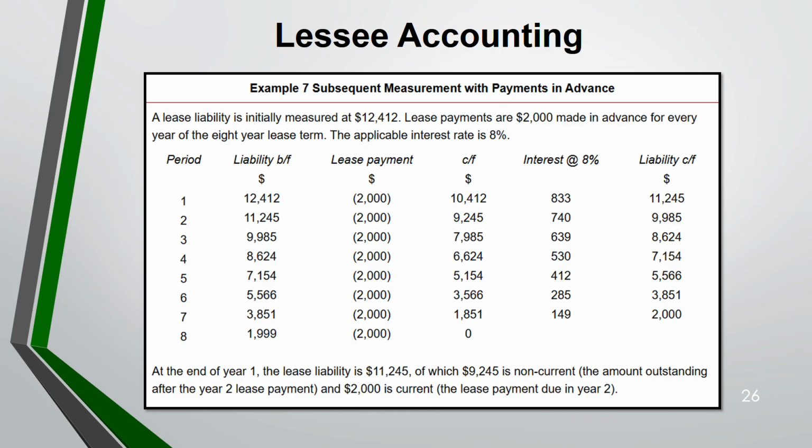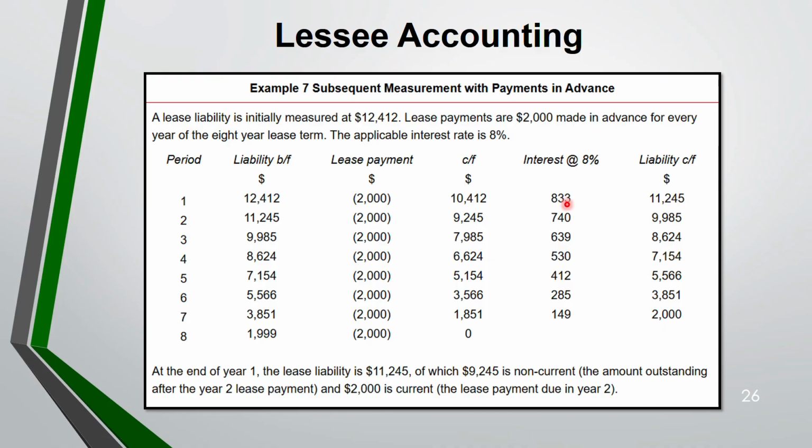Now, example 7. So let us change the situation. Now your initial liability is measured at 12,412. Lease payments are made 2000 in advance for 8 years and the rate is 8%. So you will use the interest rate at 8%. Now, from your liability, first deduct the lease payment and then find the interest. Okay, so this is the amount carried forward.